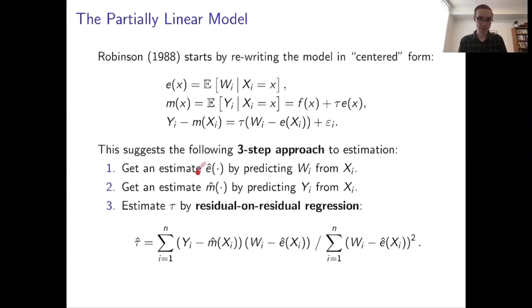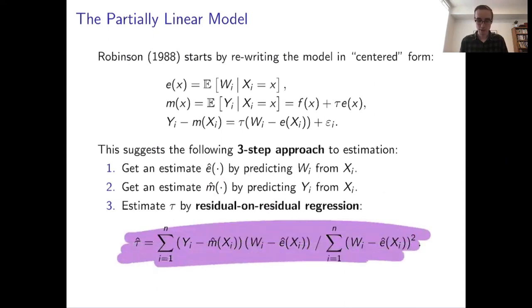So we could estimate E hat and M hat by throwing a predictive black box at the problem. And then we could estimate tau by residual-on-residual regression. If we had plugged the true M and E terms in here, this would, by Robinson's transformation, immediately give you a good estimate for tau. Here we're going to have to estimate the M's and E's, but you might hope that this would still work at least reasonably well.